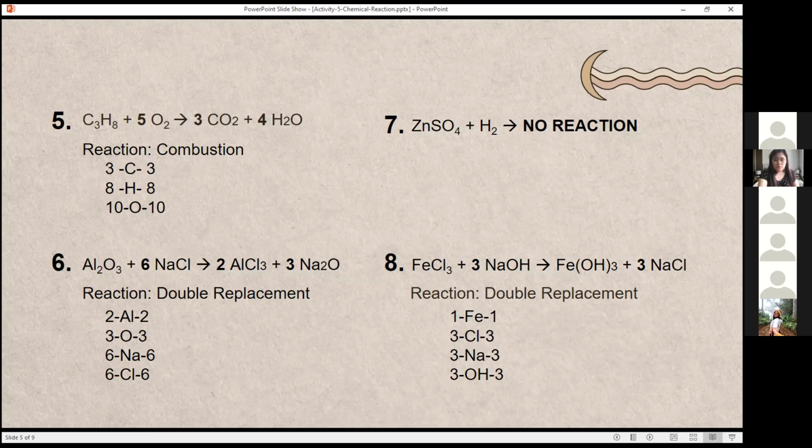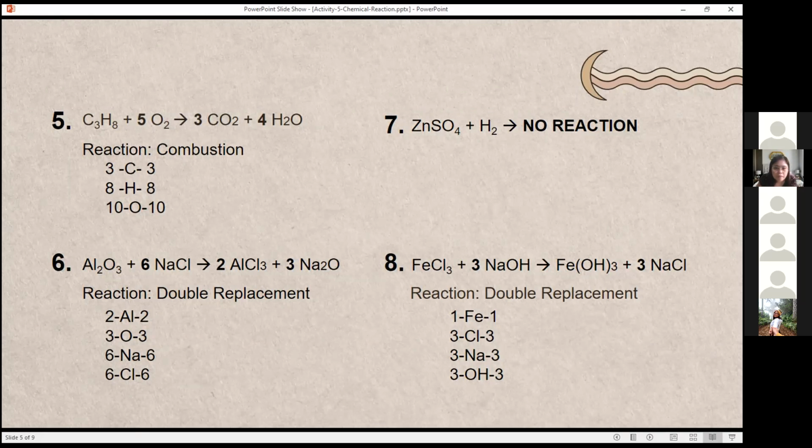So next for number 7, we have zinc sulfate reacting with hydrogen. So we answered it having no reaction because hydrogen, based on the activity series, has lower reactivity than zinc. Therefore, it cannot be replaced, leaving it with no reaction.